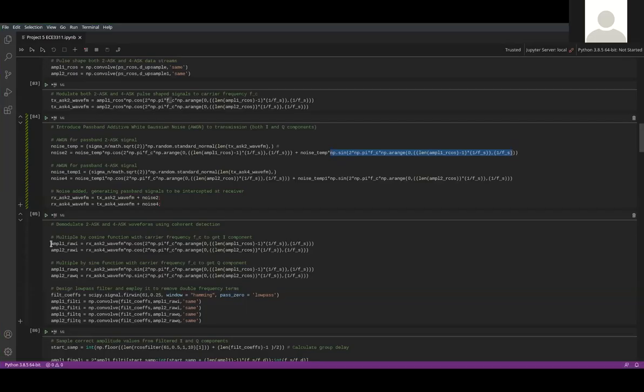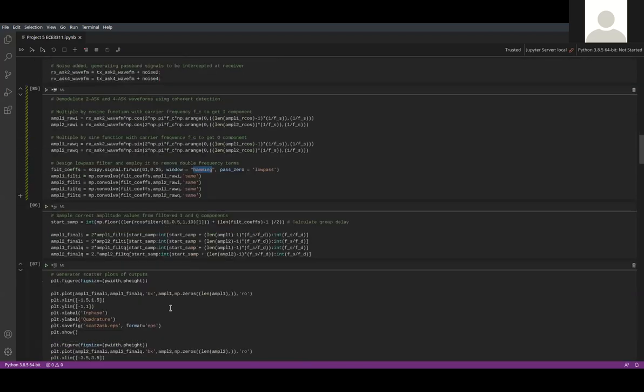Right? So we have cosine. We're going to demodulate down to complex baseband, but it's not quite perfect yet because we still have the DC term and double frequency term. Same thing here. That's 2 ASK. That's 4 ASK. Sorry, 2 ASK, cosine, cosine, sine, sine. And then what we do is we create, using firwin from the SciPy library, a low pass filter. Then we base it off of a Hamming window, and we low pass filter to only extract out the DC term. So now what we have is purely complex baseband I and Q for both 2 and 4 ASK.